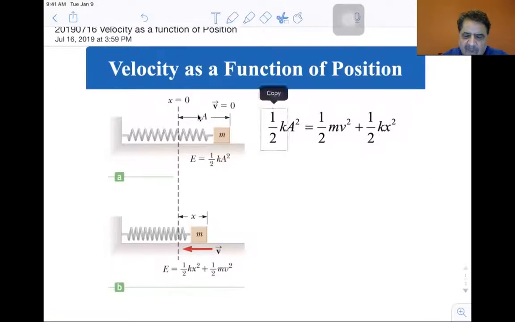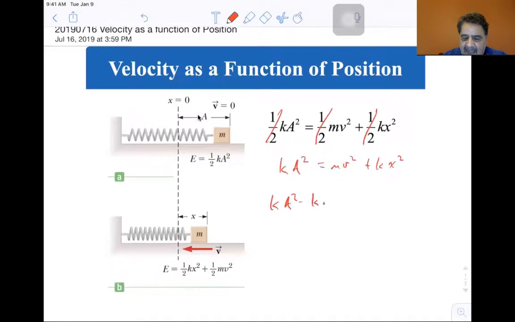So the first thing we do is we get rid of the halves. We multiply both sides by 2, and we end up with kA squared equal to mv squared plus kx squared. So now we subtract, we have kA squared minus kx squared equal to mv squared. Now, using the distributive property, we can take that k out of the equation. We have k times (A squared minus x squared) equals mv squared.